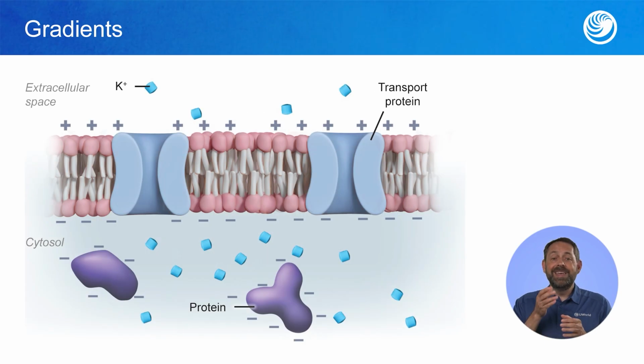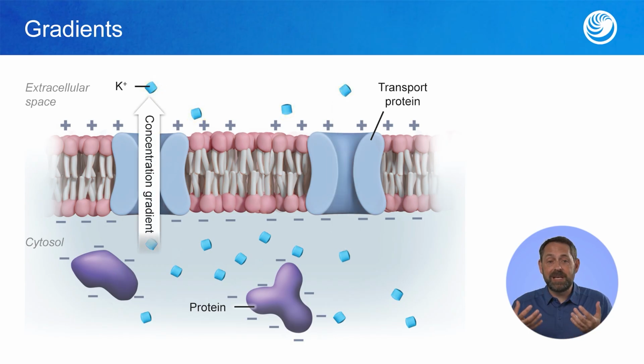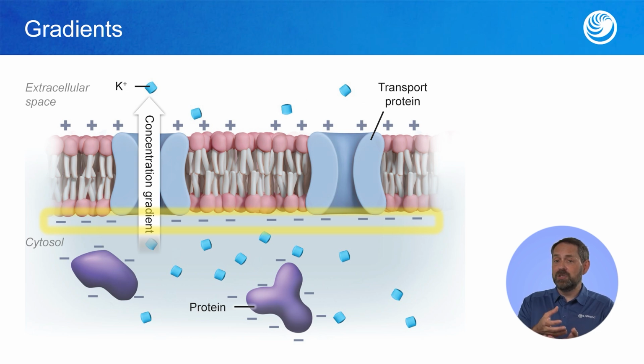For instance, in this cell, the concentration of potassium is higher in the cytosol than in the extracellular space. This concentration gradient would tend to cause potassium ions to passively move out of the cytosol and into the extracellular fluid. At the same time, the inside of the cell carries a net negative charge, while the outside has a net positive charge. It should be noted that the cytosol remains negative overall despite its high potassium concentration due to the presence of large negatively charged molecules such as proteins that cannot cross the membrane.